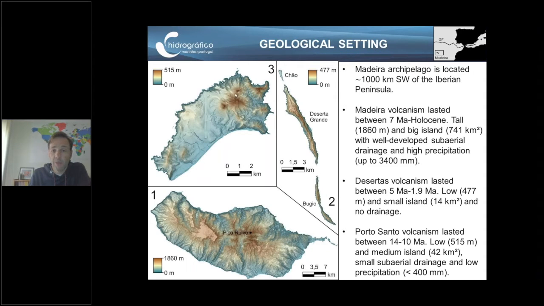And then Porto Santo, which is this island here on the upper left side, which is a very old island. It has been extinct for 10 million years. It is also a very low island, around 500 meters height and medium size, 42 square kilometers. It has a very small subaerial drainage and very low precipitation compared to Madeira, less than 400 millimeters per year.